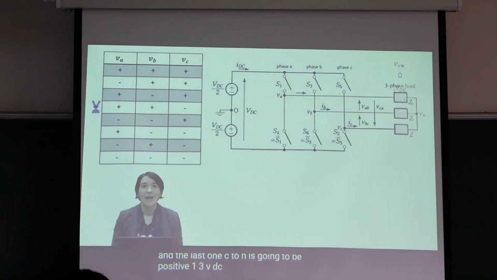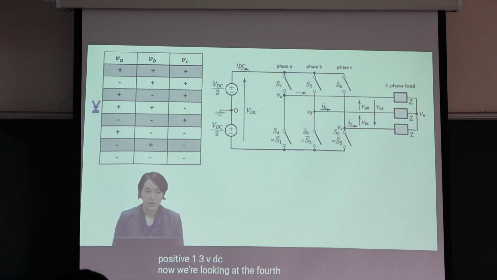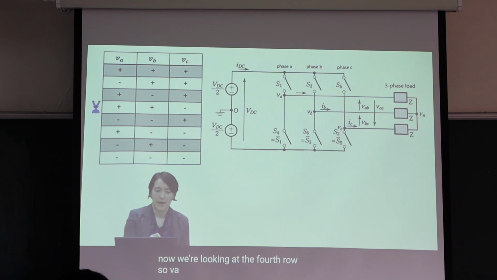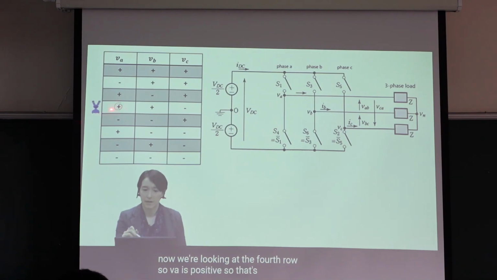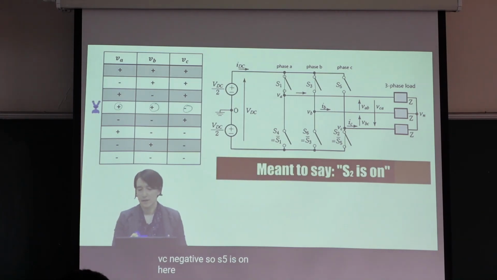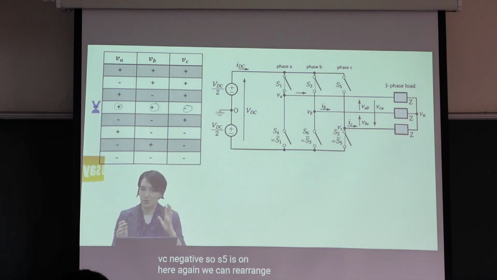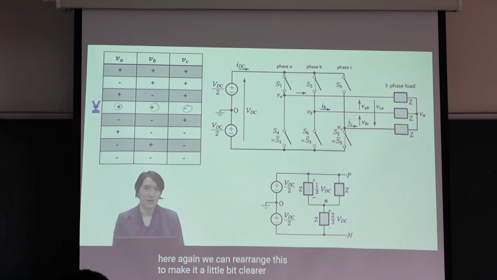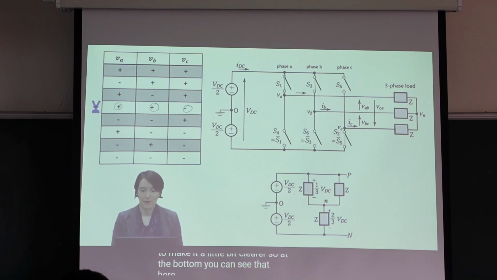Okay. Now we're looking at the fourth row. So VA is positive, so that's connected here, S1 is on. VB is positive, S3 is on. VC, negative, so S5 is on here. Again, we can rearrange this to make it a little bit clearer. So at the bottom, you can see that here.